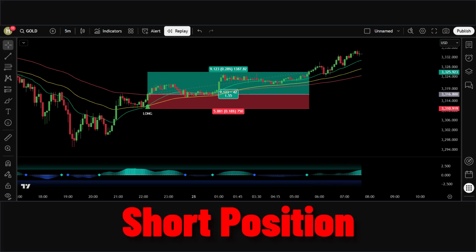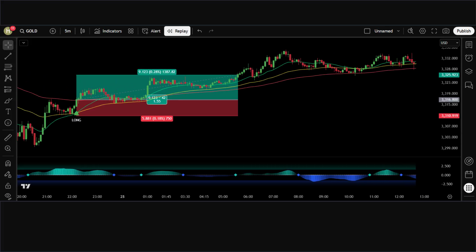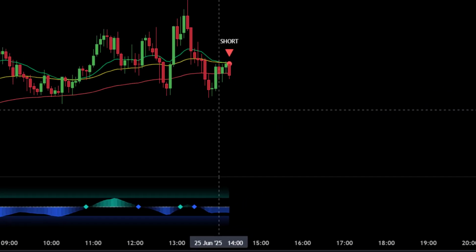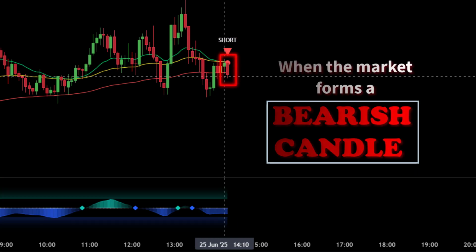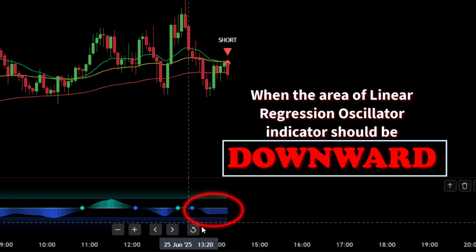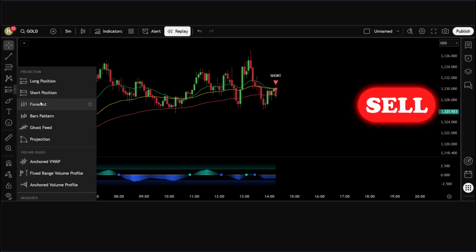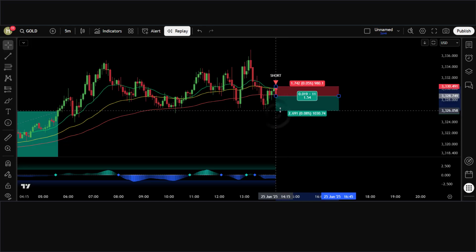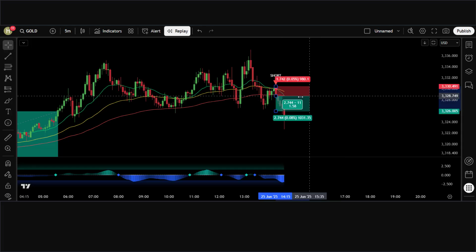Now let us understand short position. When the 3MA cross-trend indicator gives us short signal. When the market has formed a bearish candle. When the area of linear regression oscillator indicator should be downward. If this condition is fulfilled, then we will place sell order. Our stop loss will be placed at the current market's higher level. And the risk to reward ratio will be 1:1.5. The market has completely hit the target.